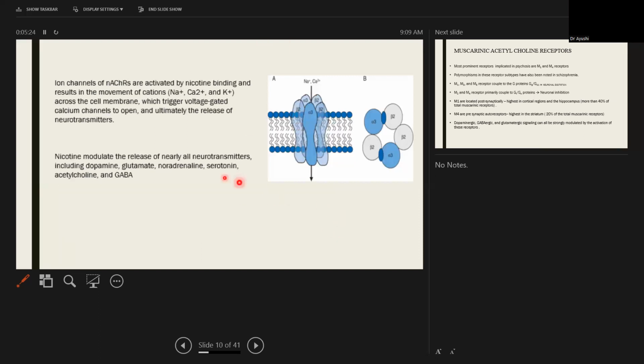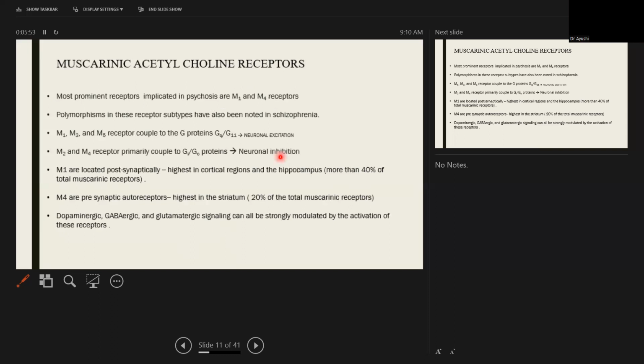Whenever nicotine comes and attaches to these receptors, the ion channels of these receptors get activated, and this results in the movement of sodium and other cations across the cell membrane, triggering the voltage-gated calcium channels to open and ultimately the release of the neurotransmitter. So nicotine basically modulates release of all the neurotransmitters, including dopamine, glutamate, noradrenaline, serotonin, acetylcholine, and GABA.